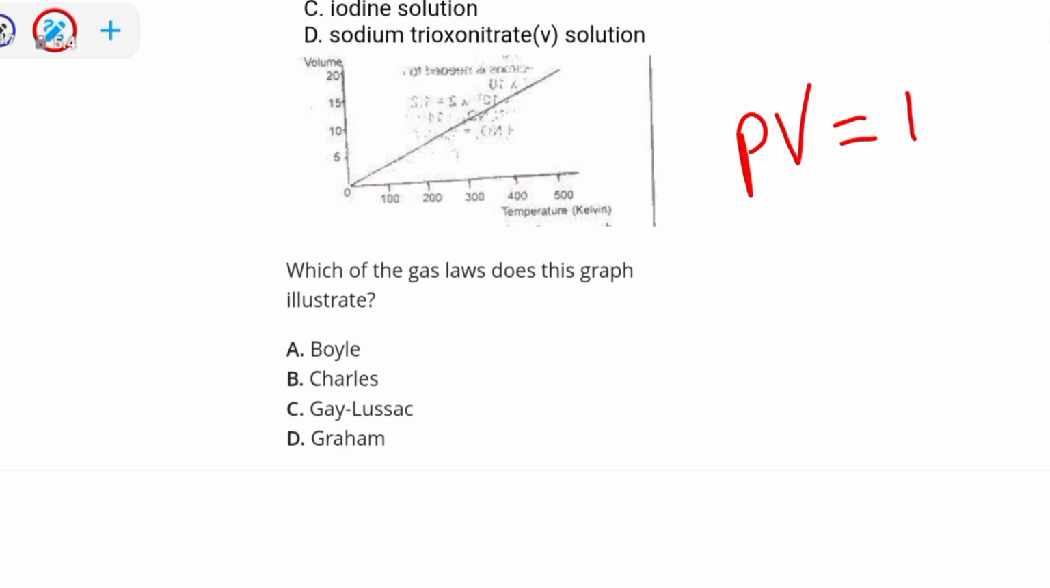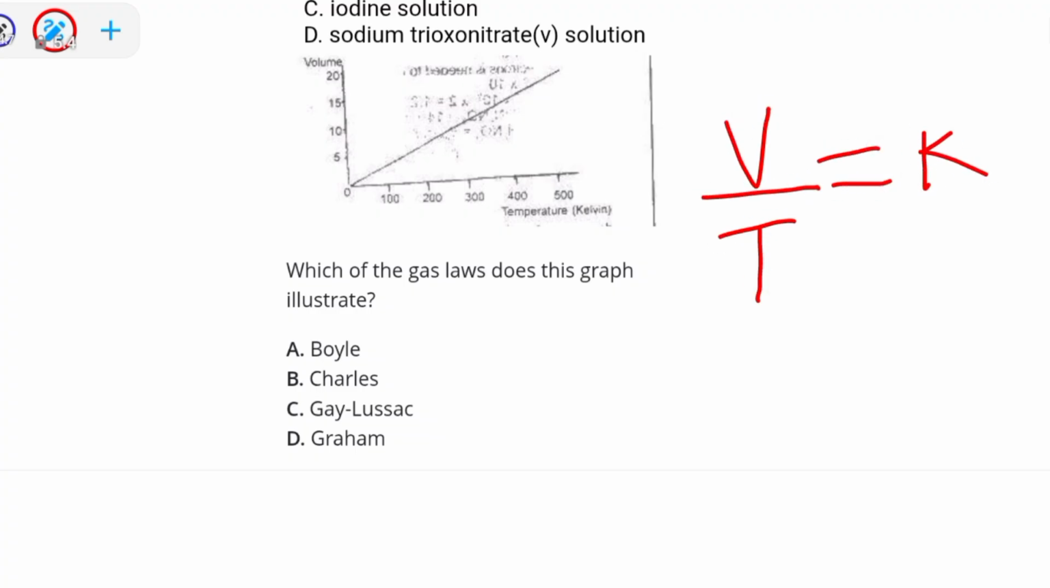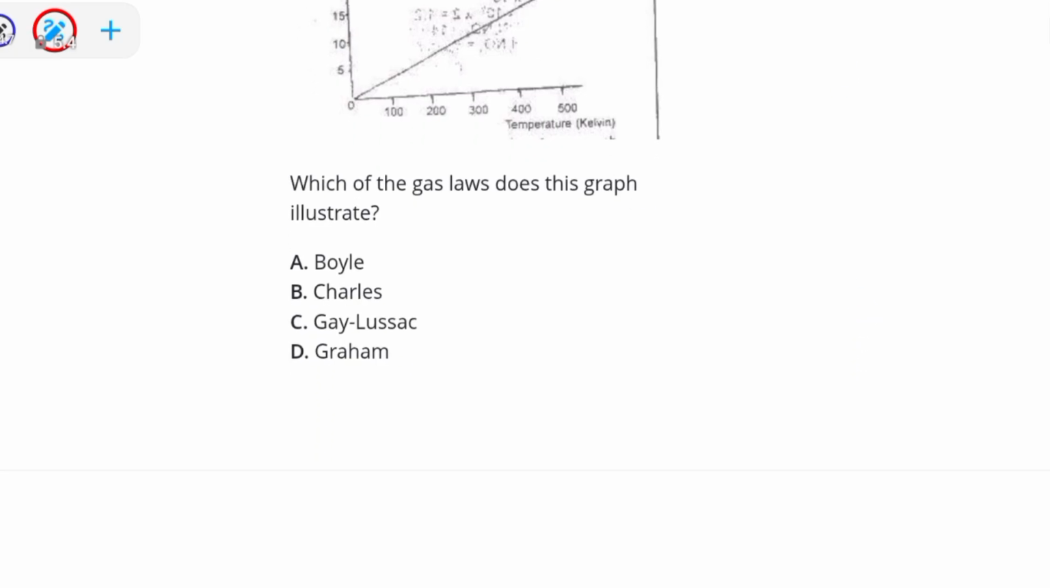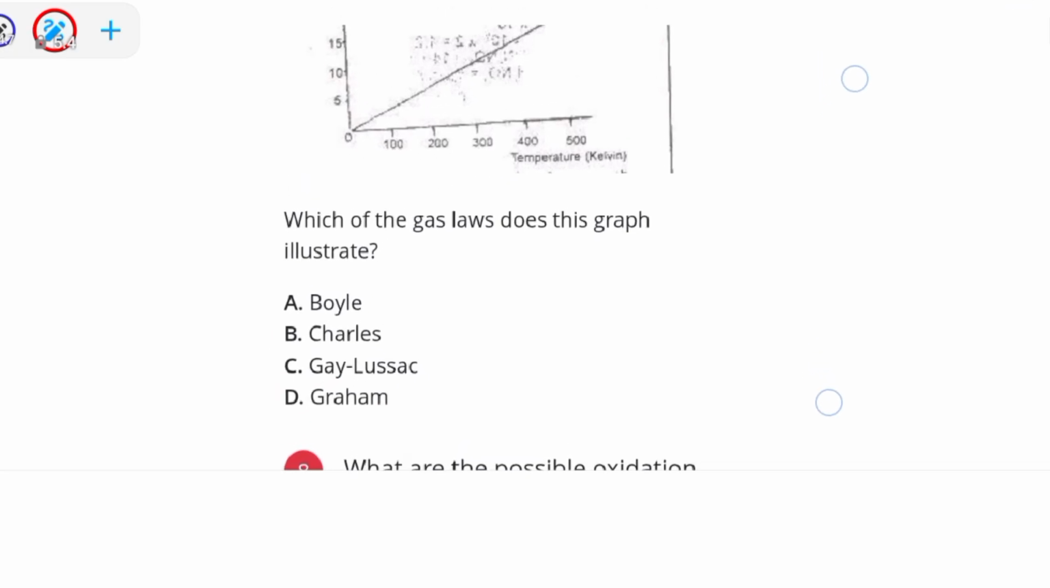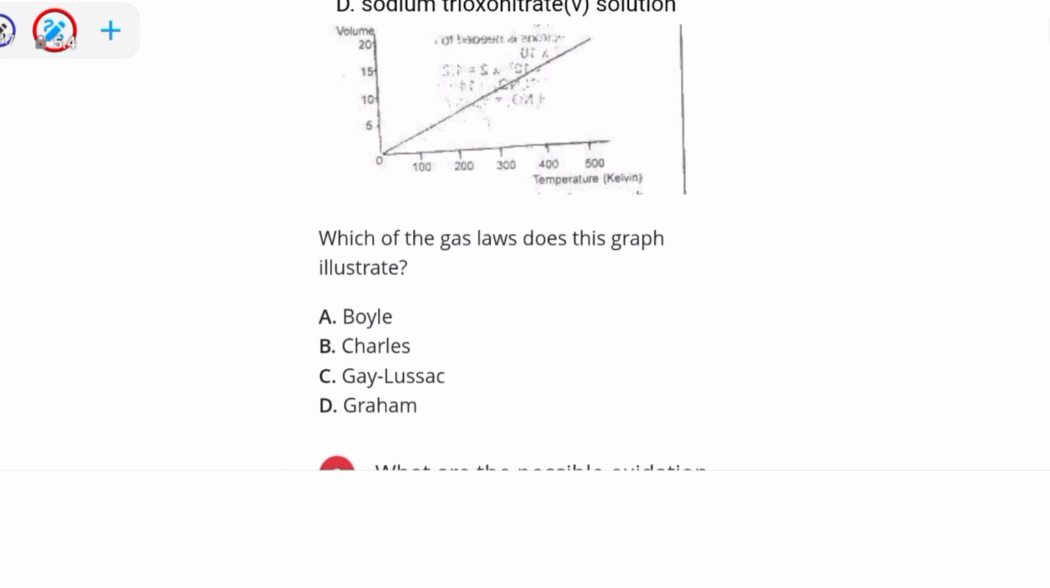So the next one is Charles' law. Charles' law is a direct relationship between volume and temperature. So in Charles' law, you are saying V over T is equal to K. So this one will be a direct straight line graph like what you have here. Then Gay-Lussac's law, which is the law of combining gas volumes. Graham's law of diffusion has nothing to do with any of these graphs here. So the answer to that question is Charles' law, which is a straight line or a direct relationship between volume and temperature. So option B is the answer.